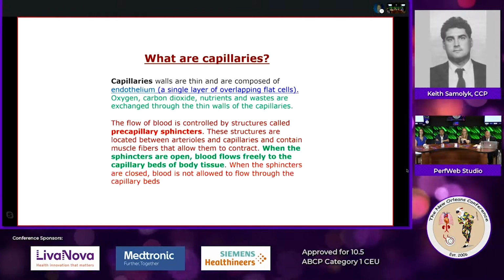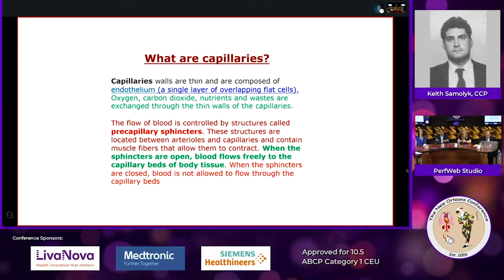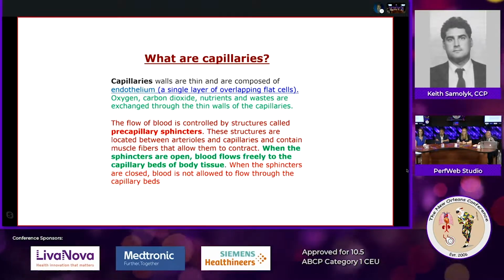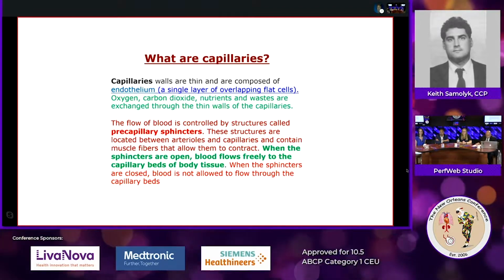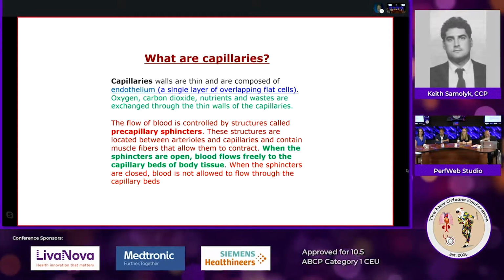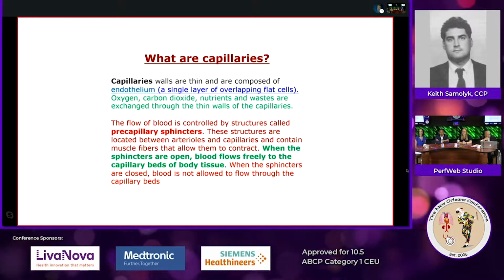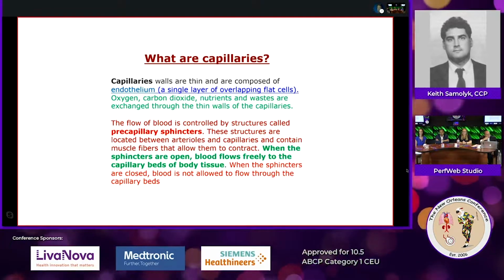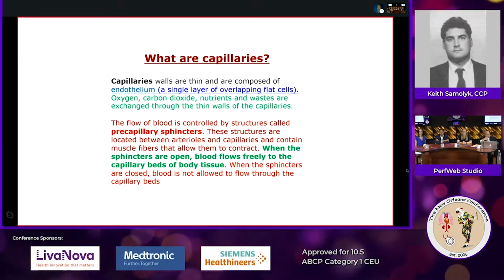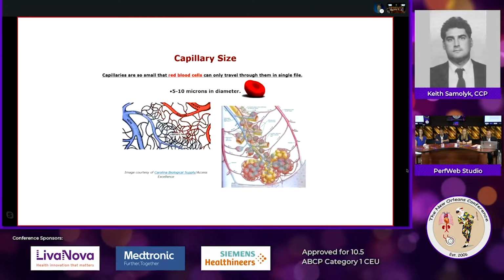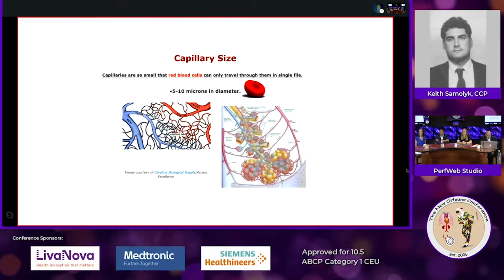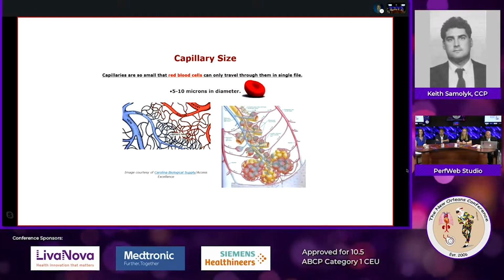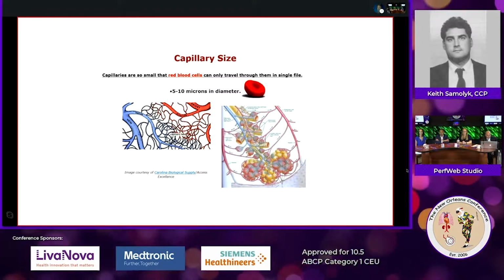So what are capillaries? Basically, they have a thin wall composed of endothelium, a single layer thick, of overlapping flat cells. This is where everything takes place in the capillary bed, where oxygen is dropped off, CO2 is picked up, nutrients are dropped off, and waste products are picked up. Again, we talked about the precapillary sphincters that allow flow either to go through or not to go through. Capillary sizes are so small that the red cells line up almost in a straight line as they go through single file, 5 to 10 microns in diameter.